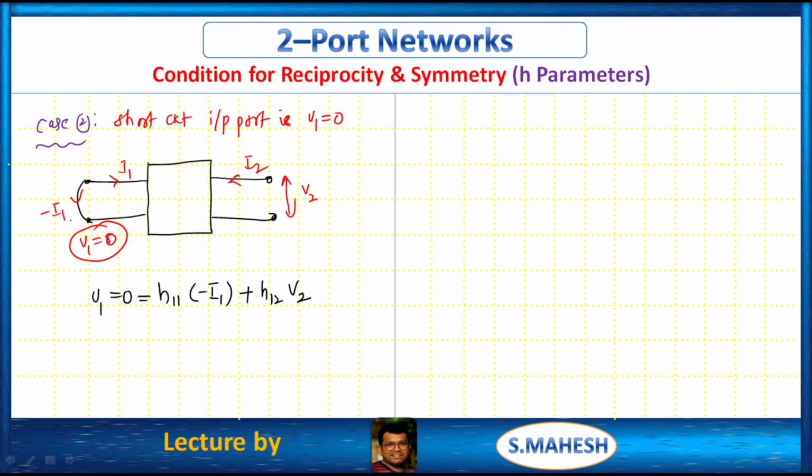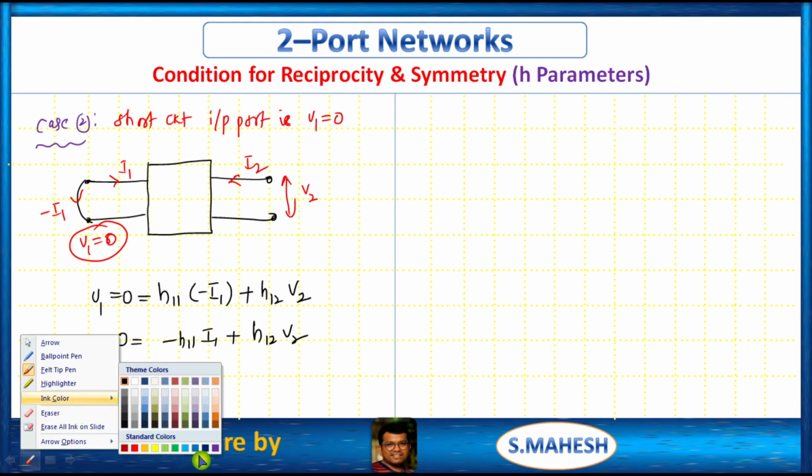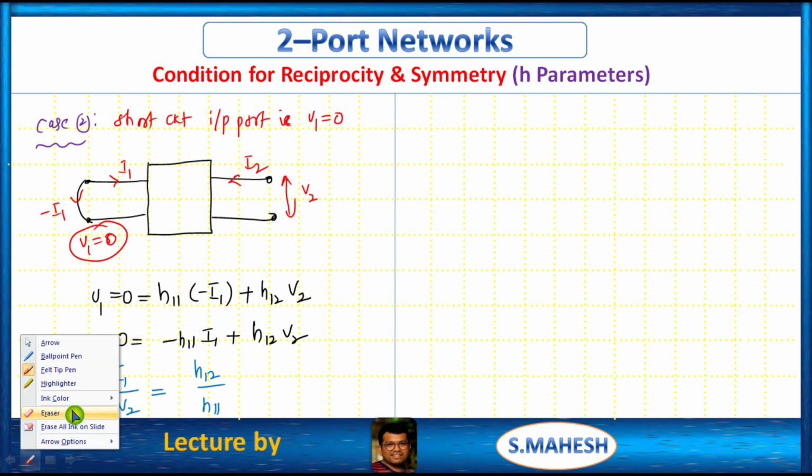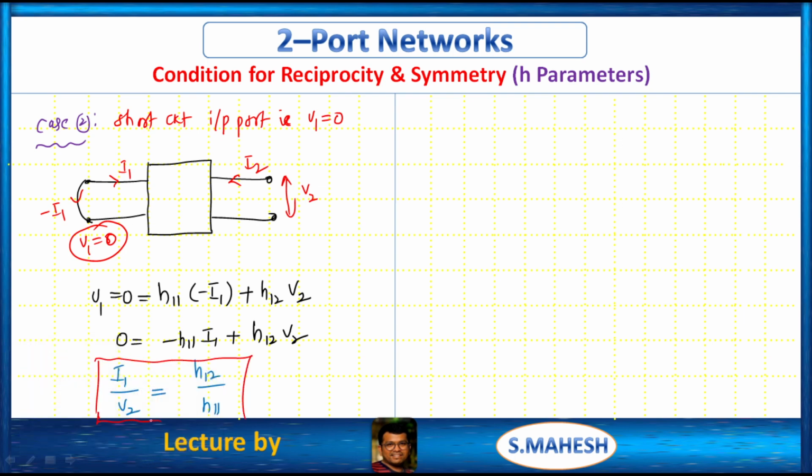Required is I1 by V2. Here we have I1 and V2, therefore from this, 0 = minus H11 I1 plus H12 V2. We don't require the second equation. From this, I1 by V2 = H12 by H11, right? H12 by H11. This is from case 2, the ratio of response to excitation from case 2.